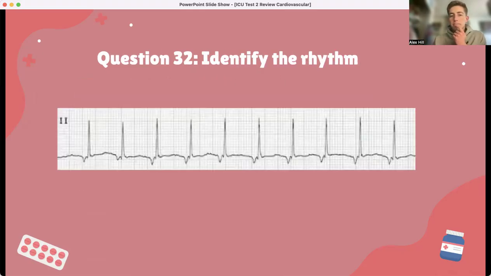Okay, identify the rhythm. So here I think we have this P wave, it's super close to the QRS complex. So this must be monitored by the AV node. So it's some kind of junctional rhythm. Then you'd want to count these. Is it less than 60? Is it greater than 60? So it's greater than 60, it'll be accelerated junctional rhythm.